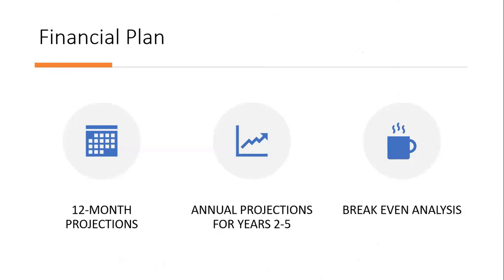The next section is your financial plan. What is recommended is that you have a 12-month projection of sales, and you break that down by month. But then after the first year, you go into annual projections. So it'll just be year 2, 3, 4, and 5.